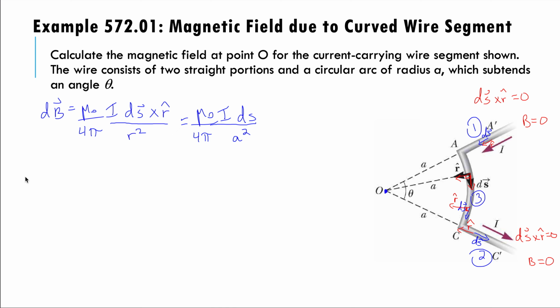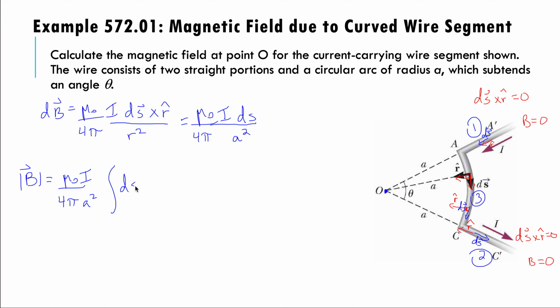We know the total field, and let's just focus on the magnitude of the field right now. We already know the direction was into the page. So let's find the magnitude of the field here. It's going to be mu naught over 4 pi, I over a squared, and the integral of ds.